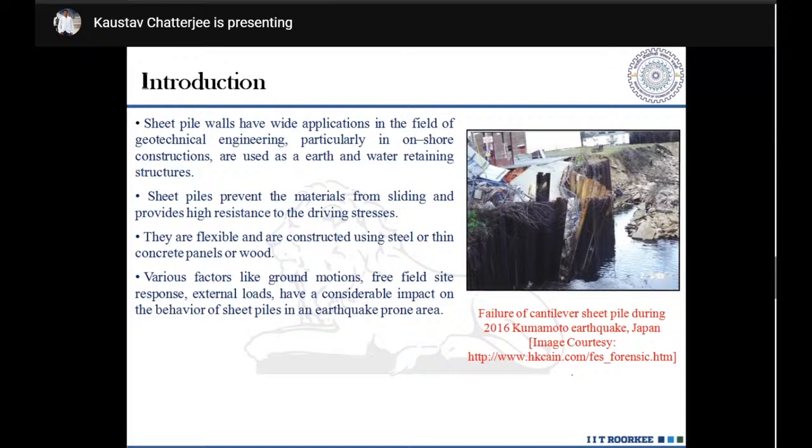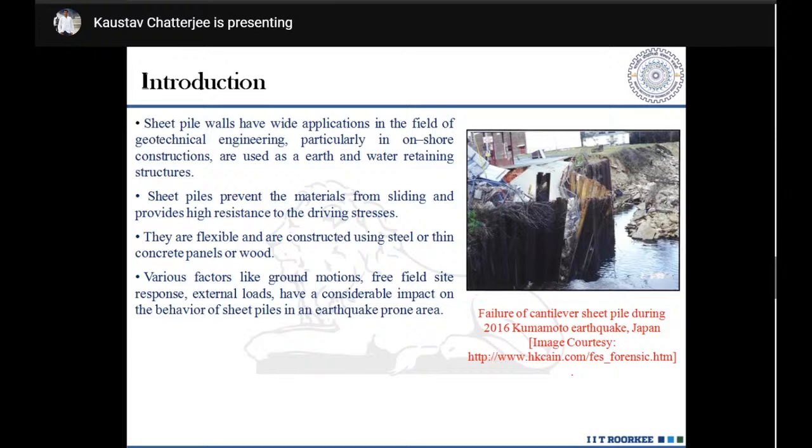Now, what are sheet pile walls? Sheet pile walls have a wide application in the field of geotechnical engineering and are used as an earth and water retaining structure. Actually, these are all temporary structures. It prevents the material from sliding, and it provides high resistance to the driving stresses. Generally, they are flexible in nature and constructed using thin steel or thin concrete panels or wood.